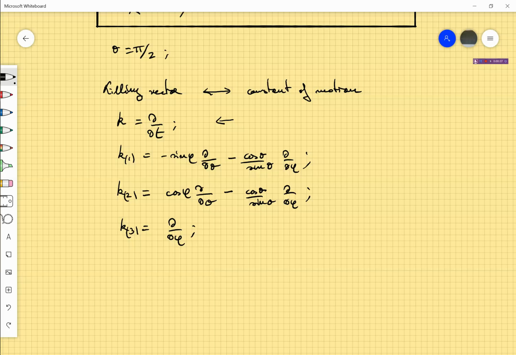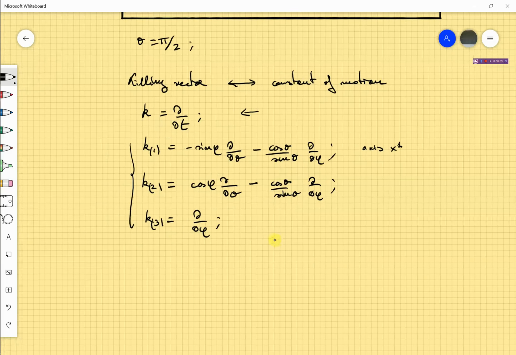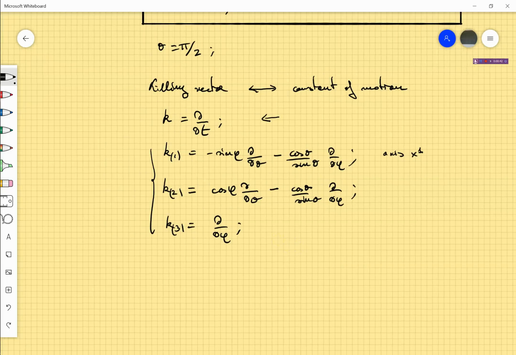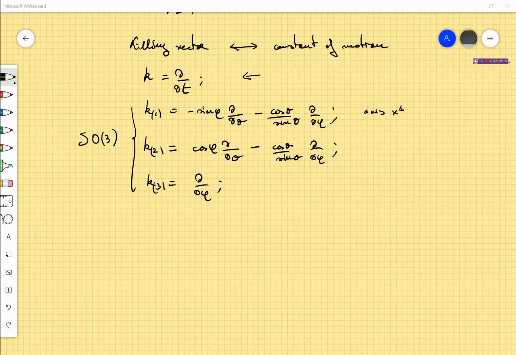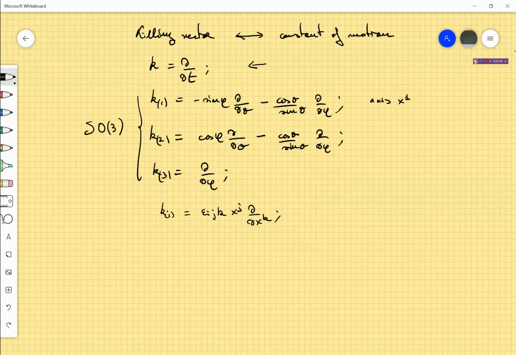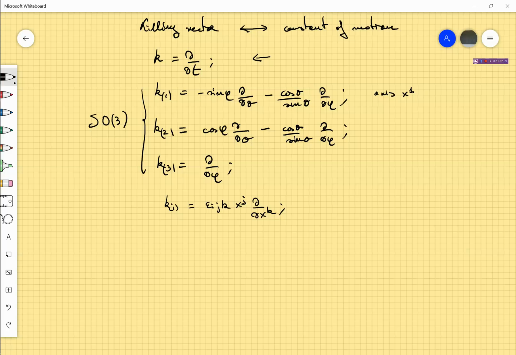So for instance, K1 generates rotations with axis x1, so they are rotations in the x2, x3 plane. Together, these three generate all the rotations in space, all the spatial rotations, and this is the SO3 group. One way of seeing this is to write the Killing vectors in the Cartesian coordinate system that I mentioned before. This representation will be useful for us later.